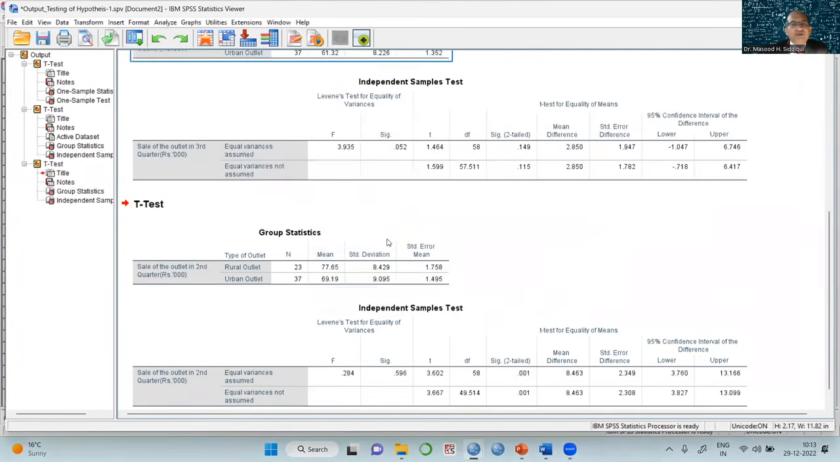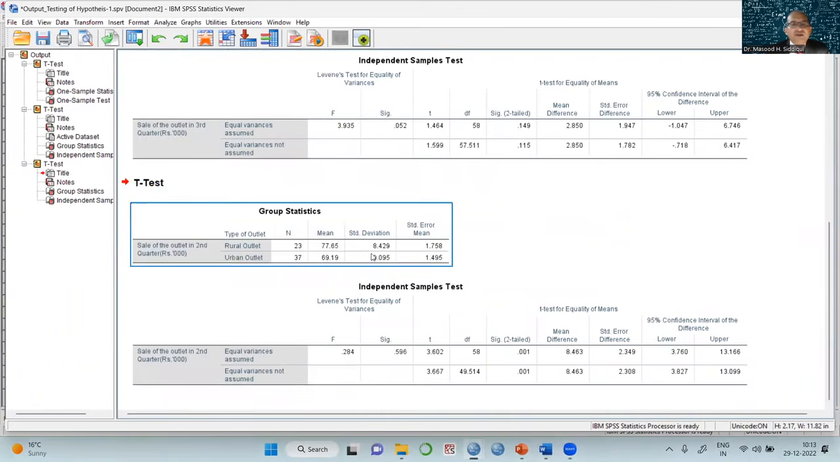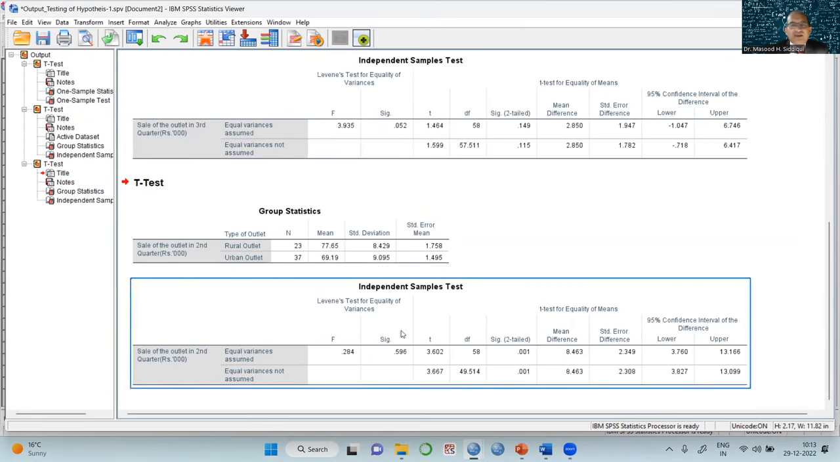And if we press OK, this is for the quarter 2 cell. As you see, the values are 77 and 69. They are the sample values. We will be examining whether this difference is significant or not.